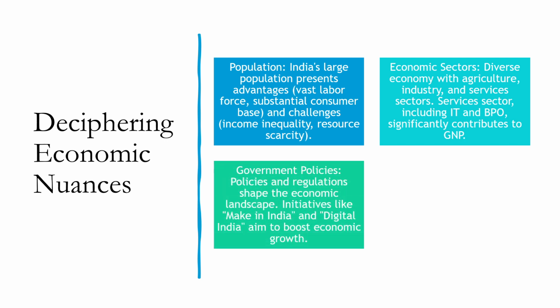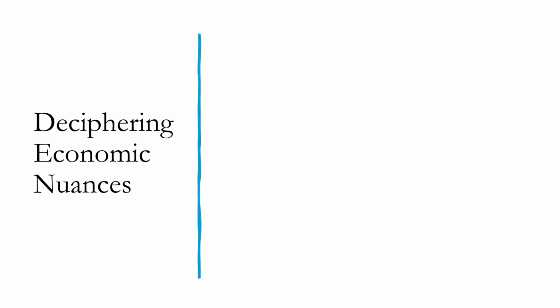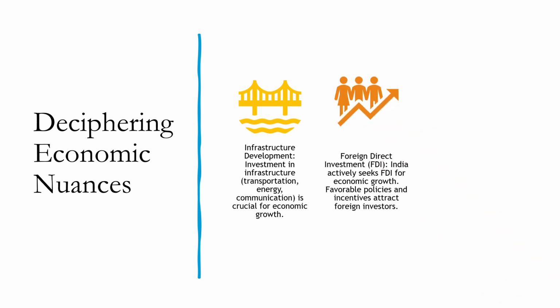Government policies. Government policies and regulations play a crucial role in shaping the economic landscape. Reforms and initiatives such as Make in India and Digital India have aimed to boost economic growth. Global economic trends. India is not immune to global economic trends. Changes in global demand, trade agreements, and geopolitical developments can affect India's GNP. Infrastructure development. Investments in infrastructure, including transportation, energy, and communication, are essential for economic growth. Foreign direct investment. India has actively sought foreign direct investment to boost economic growth. Favorable policies and incentives have attracted foreign investors.